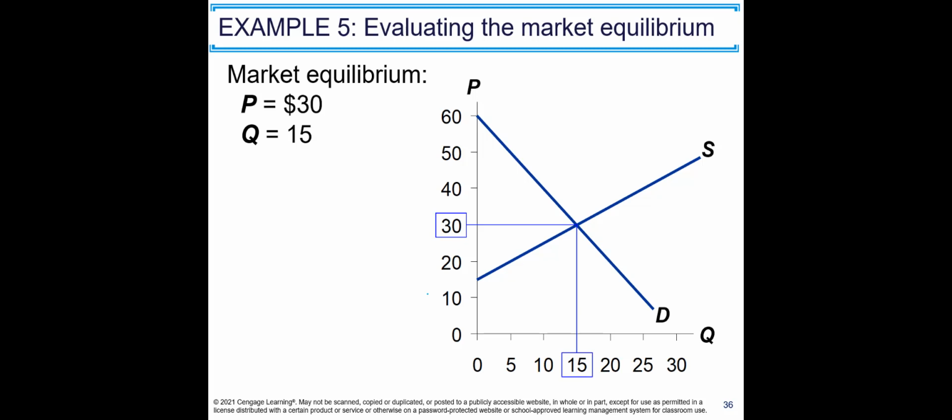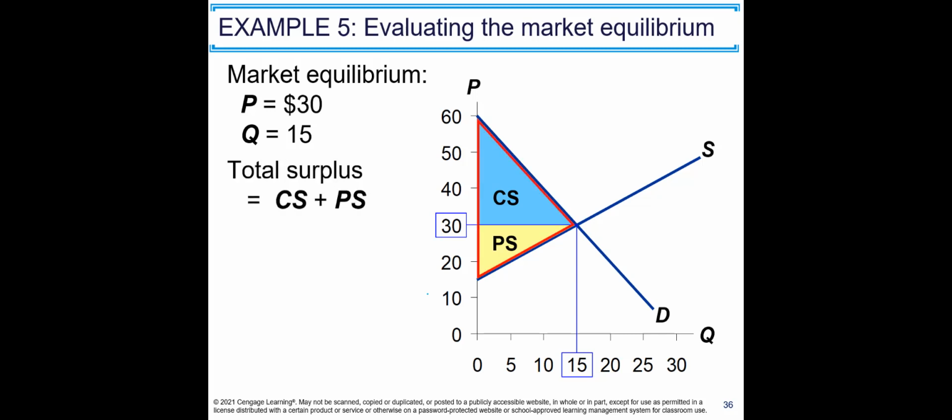Market equilibrium price is $30 and quantity is 15. Now there is a consumer surplus shaded by blue area, and then the yellow area represents producer surplus. And total surplus is the sum of the two, consumer surplus plus producer surplus. Is the market equilibrium efficient? That's the question. If we say it's efficient, then we maximize social welfare.